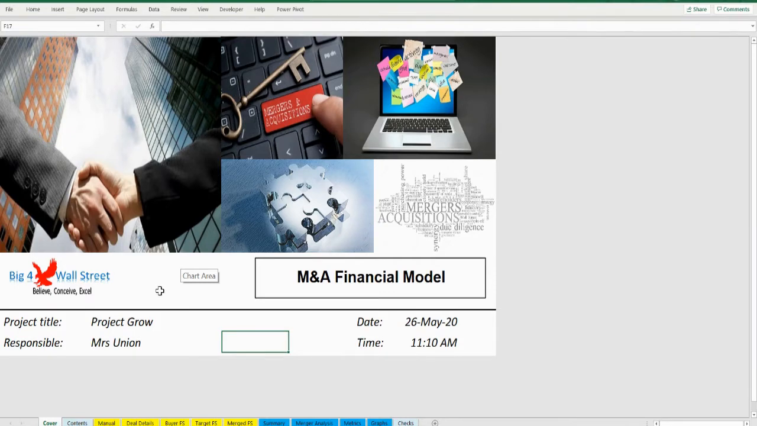The model generates pro forma post-merger financial statements, accretion/dilution analysis, merger increase in equity value, debt service coverage ratio, loan life coverage ratio, leverage ratios, purchase price allocation, and valuation of the buyer, target, and post-merger company. So, a quick overview of the model.